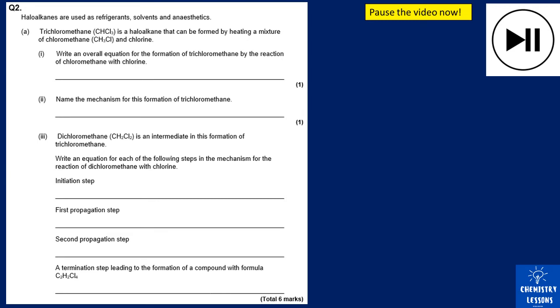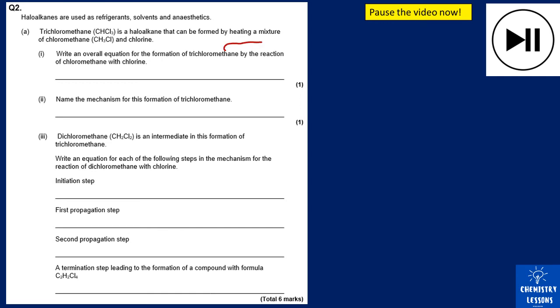Right, question 2 then. 6 marks here. So have a go at the question, and when you're ready, unpause and we'll go through the answer. So this is what I said a couple of slides back then about the examples being different. So they want an overall equation for the formation of trichloromethane.